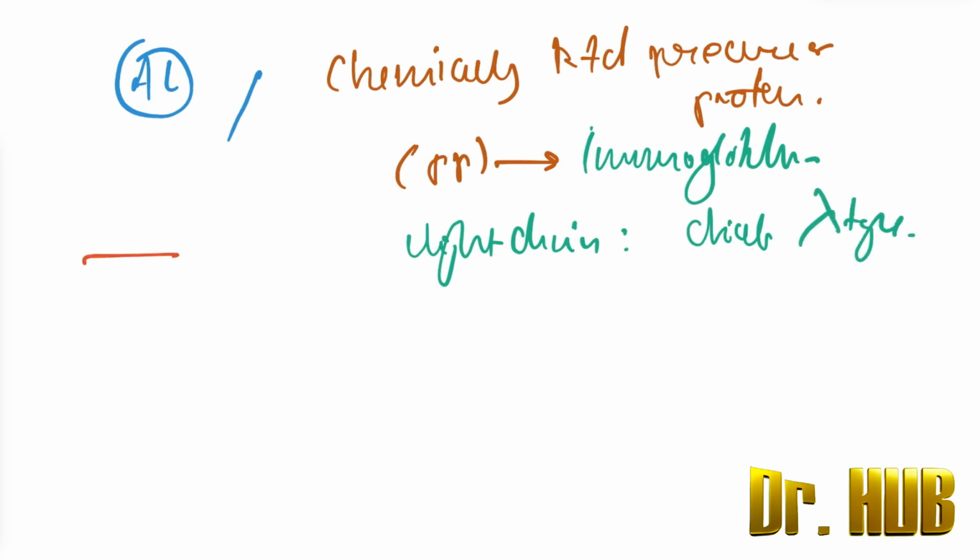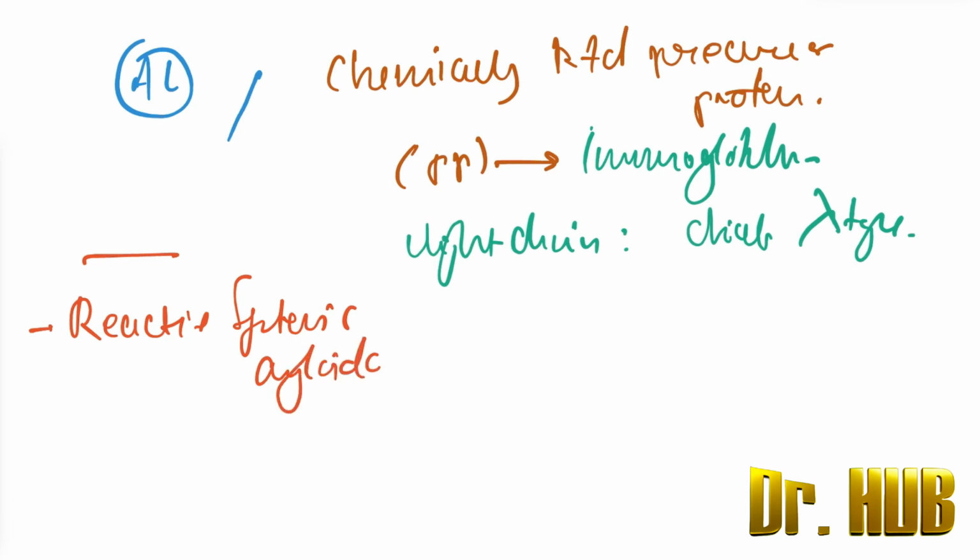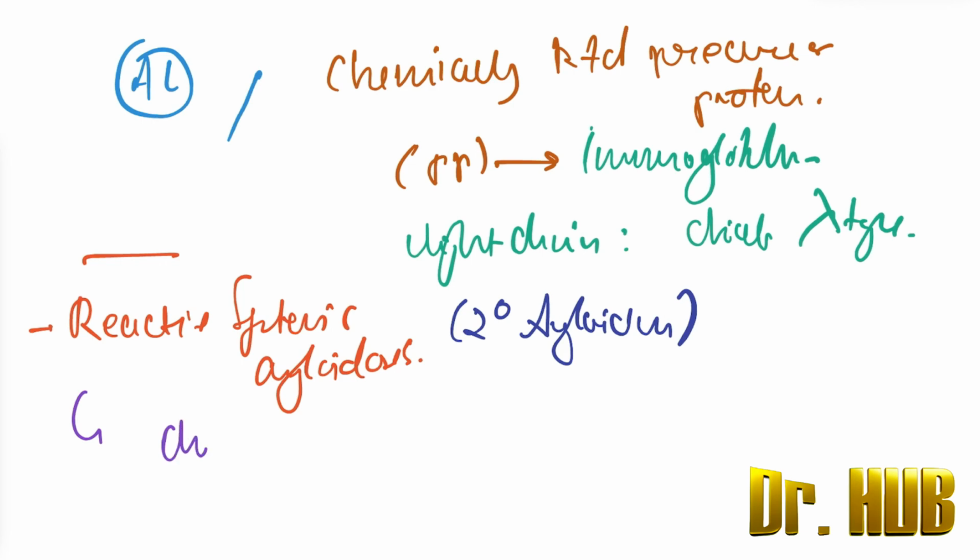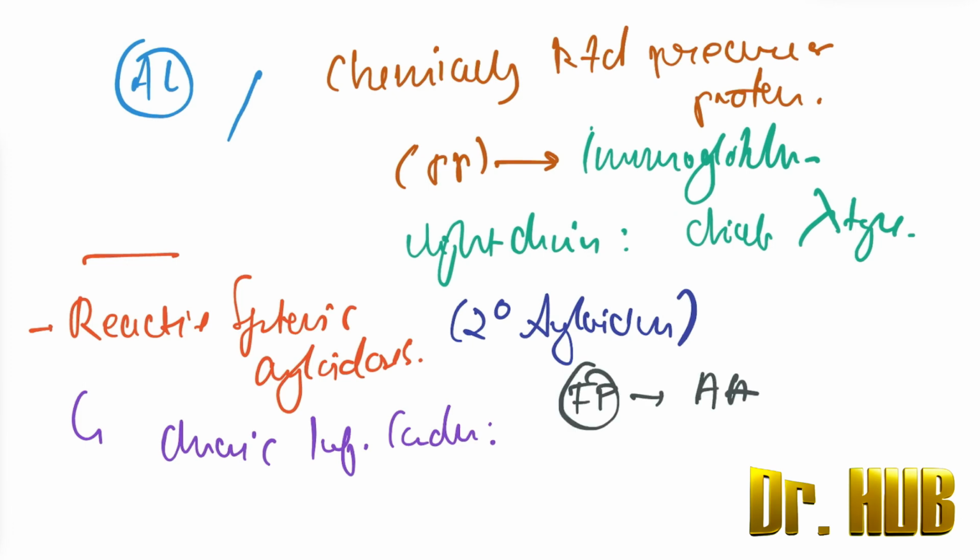Then next one we are going to see the reactive systemic amyloidosis. That is nothing but the secondary amyloidosis, and this is seen in case of chronic inflammatory conditions. Here the major fibril protein is going to be the AA, and the chemically related precursor protein is going to be SAA. This is all the reactive systemic amyloidosis, that is the secondary amyloidosis.